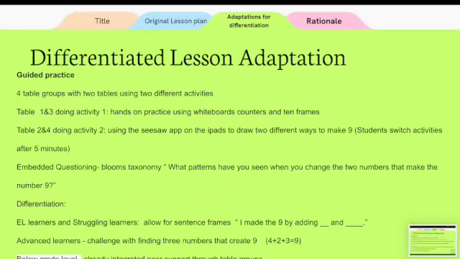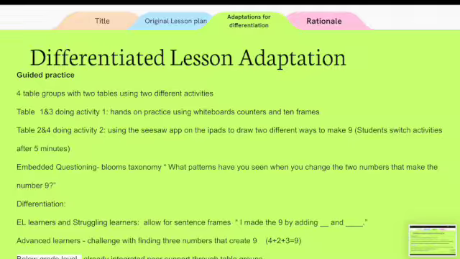Okay, so for our guided practice, we have 4 table groups with 2 tables using 2 different activities. For table 1 and 3, they're going to have the hands-on practice, as we mentioned, and then the table 4, they're going to have that digital practice with the Seesaw app. Same Bloom's taxonomy questions, but as for our differentiation, it's pretty much the same that we already had.